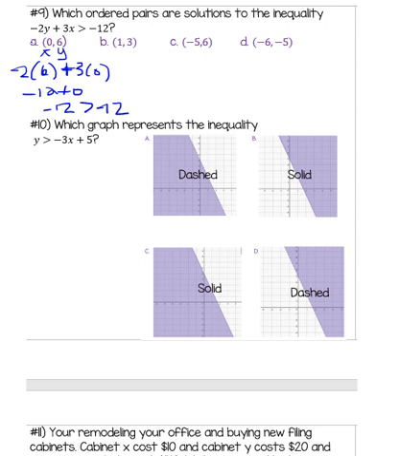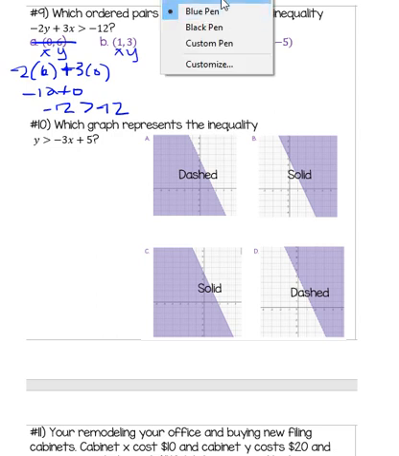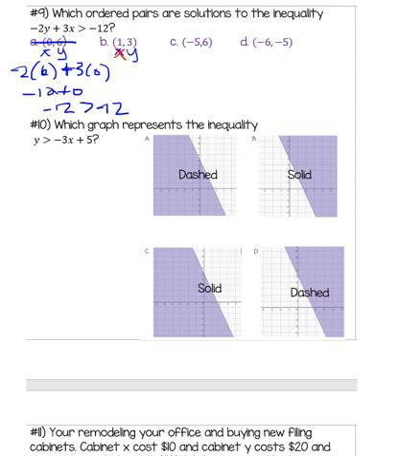So we're going to continue testing. So when I go to B, I'm going to do the same thing. So I have my x and my y. I'll change colors just so we can keep things straight. So negative 2 times 3 plus 3 times 1. And I'm going to end up with negative 6 plus 3.